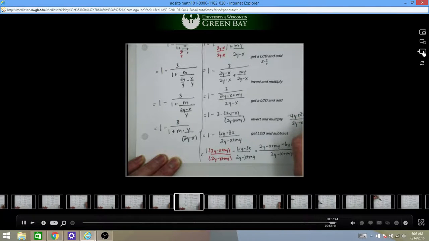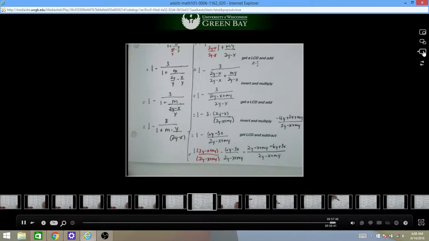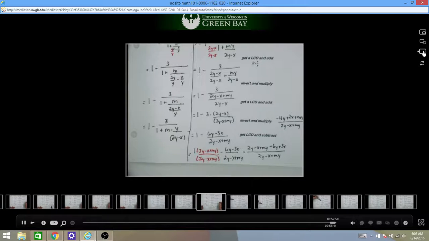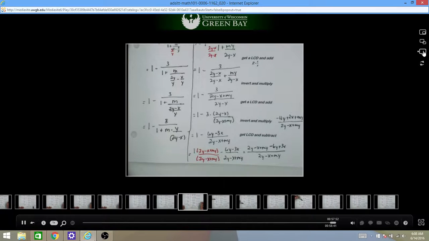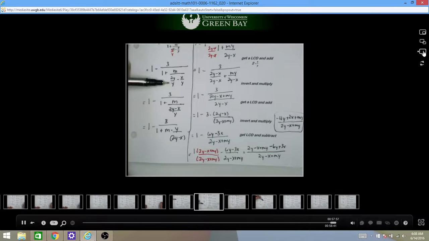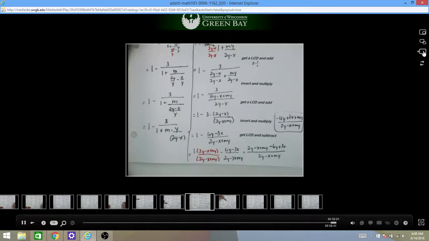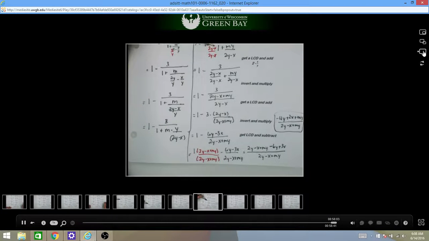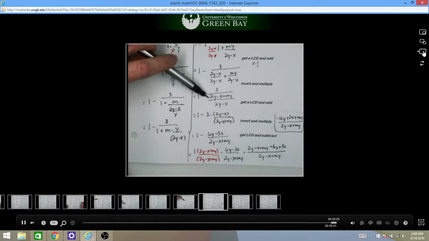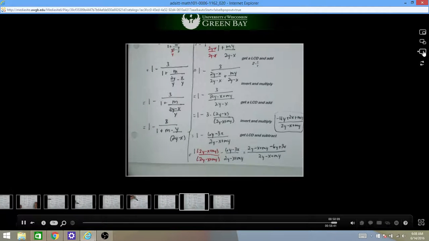So you start in the bottom right and use method 2. Get a common denominator and add the fractions up, and then you can flip and multiply. So we're doing the same steps repeatedly. Does anybody have any questions?